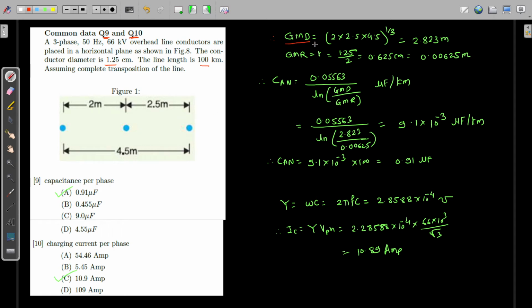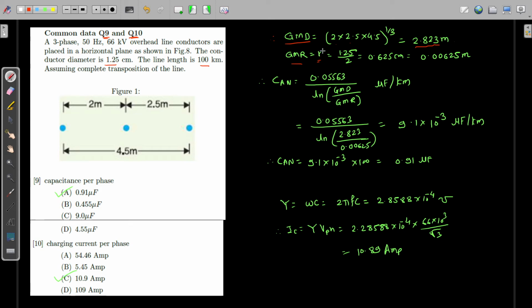So first we will determine GMD. GMD is equal to 2 into 2.5 into 4.5, all raised to 1 by 3, since there are three values. So it will give you 2.823 meter. GMR: in this case there is only one conductor per phase, so GMR is equal to the radius.